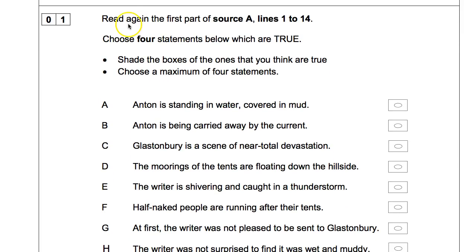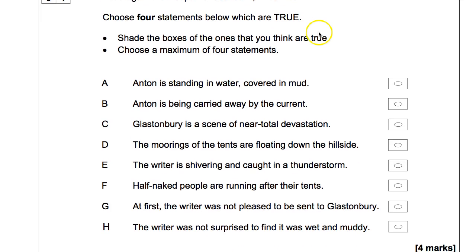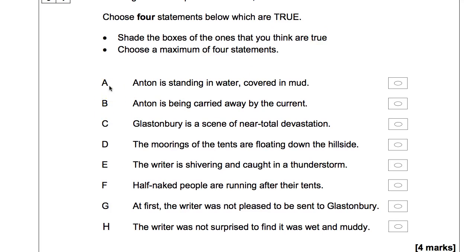So here we go. You're going to read source A, and the good news is you only have to look at a very short number of lines. There are 14 of them, and then you'll have 8 statements, and you've got to pick 4 of them which are correct, which are true, and that question 1 will always look like that. So you've got the choice of reading the question first or going to the extract. Either way doesn't make any difference, I don't feel.